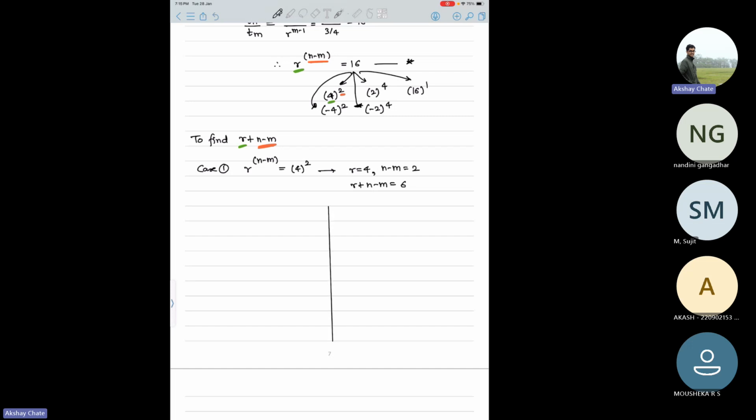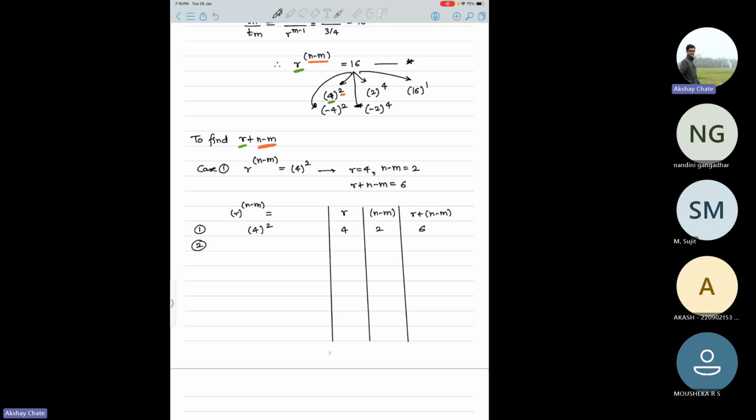Okay, r, one second, maybe I can make this one smaller. R, n minus m, and the final thing. Here you have r to the power n minus m equal to what? The first case that we studied was equal to 4 square. So in that case, what are the values of r plus n minus m? Here r was 4, n minus m was 2, so this is 6.